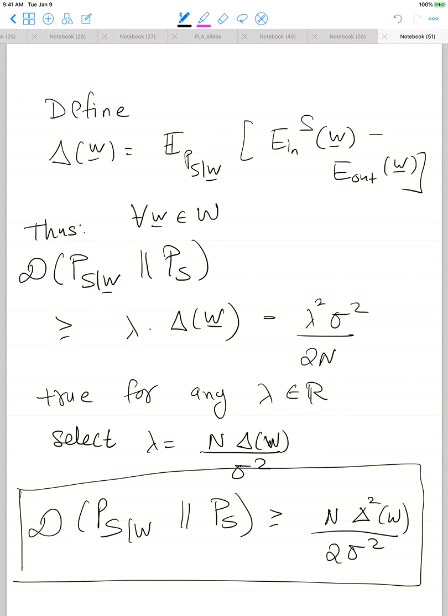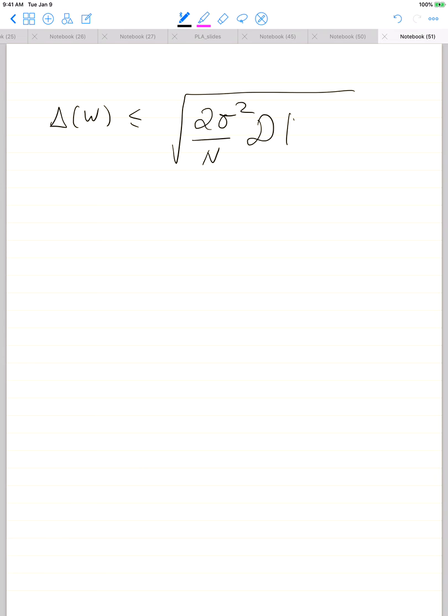Since we are interested in taking the expectation here, we will rewrite this as delta of W is less than the square root of 2 sigma square over n times the relative entropy between P of S given W and Ps. Same thing as before.